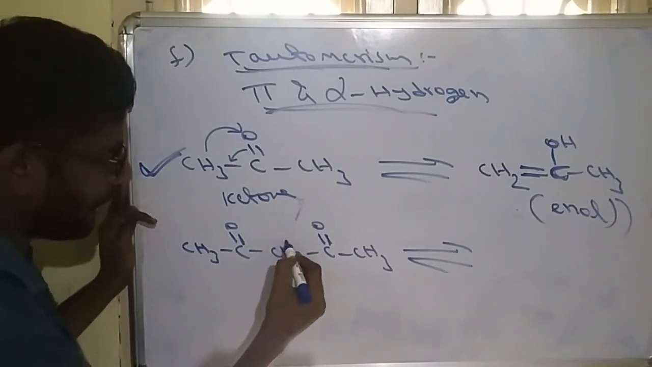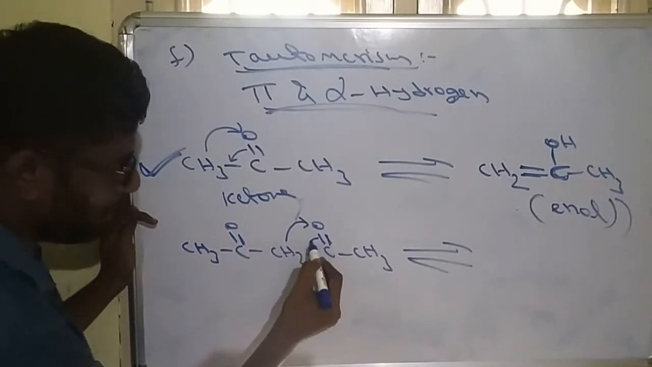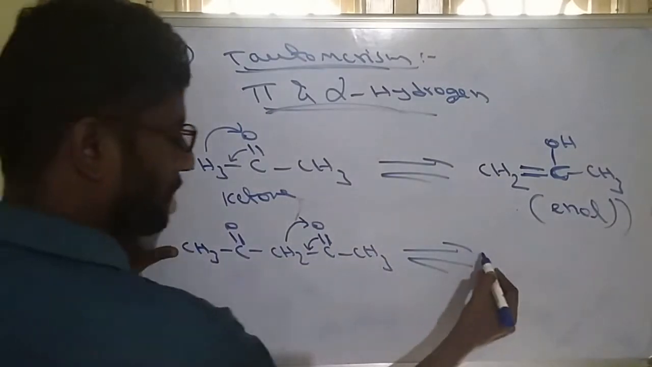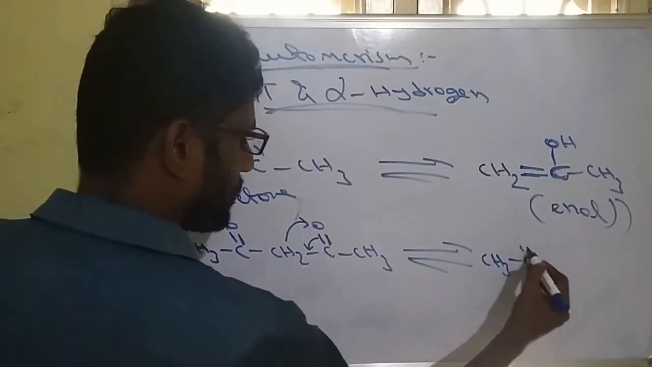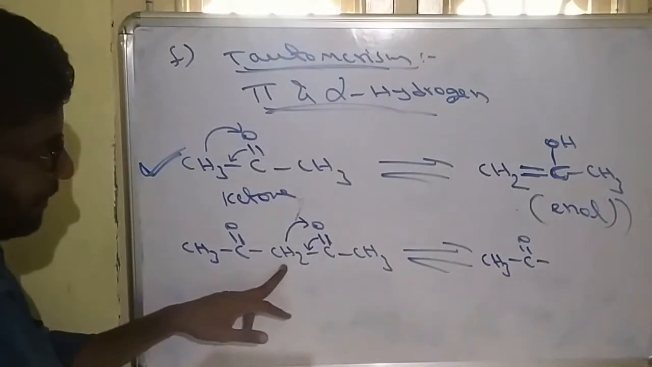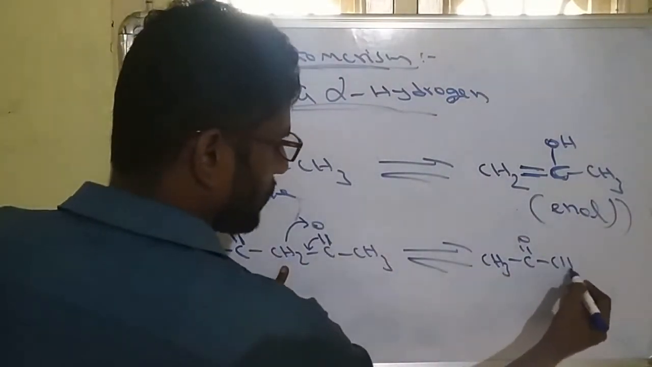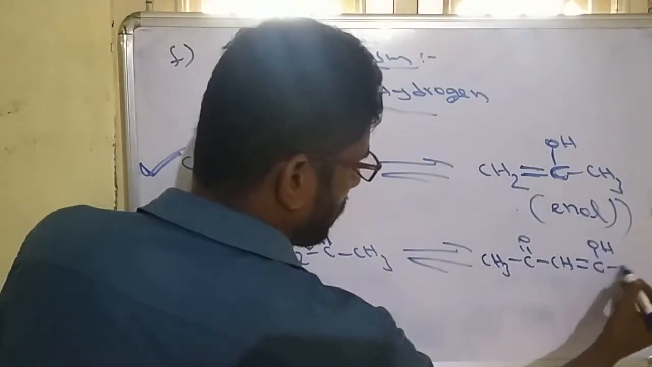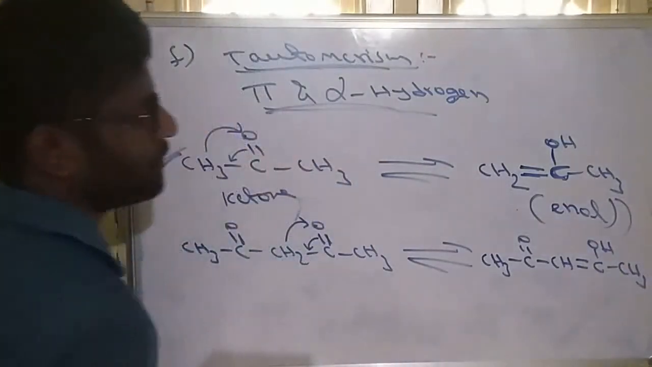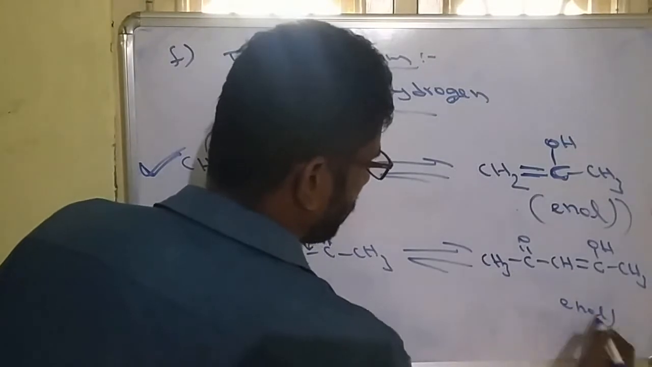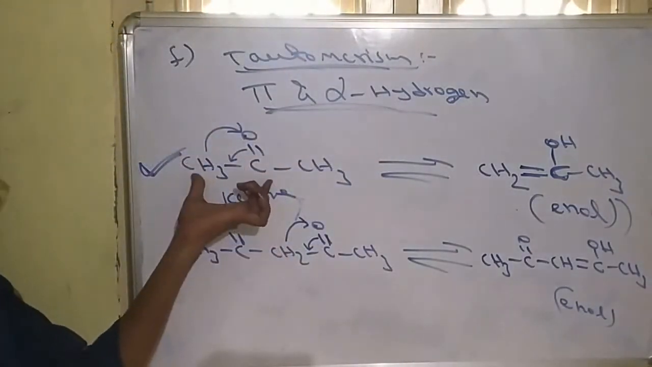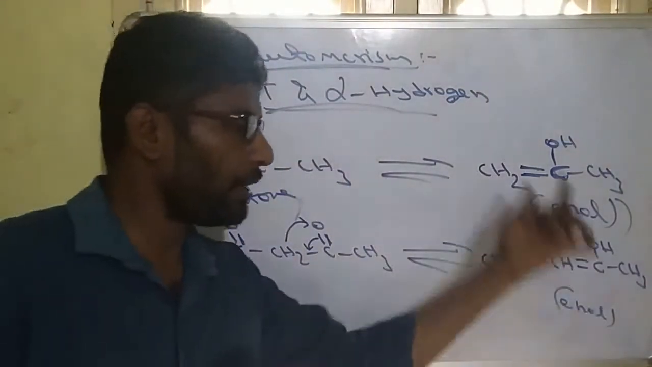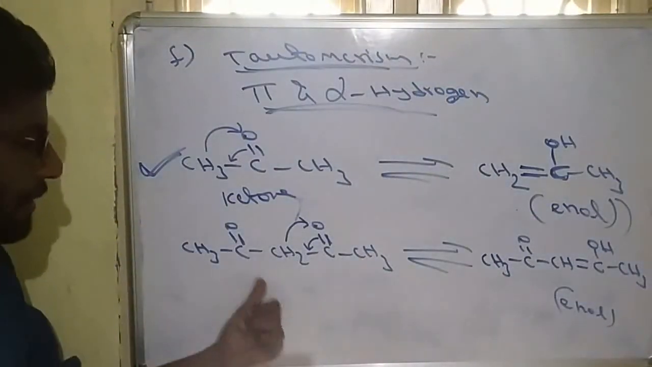Suppose I am shifting hydrogen from here to here, then the pi bond will shift like this. The product will be CH3, C double bond O. Hydrogen is shifting, CH, the double bond is shifting here, double bond, COH, CH3. So this is the enol form. But here the ketone form is the major amount, whereas here the enol form is the major amount when compared with this one.